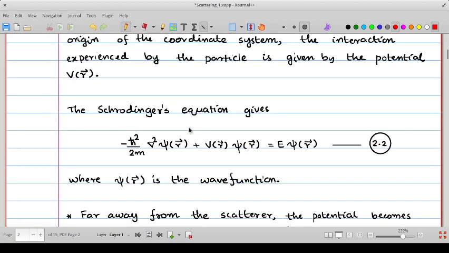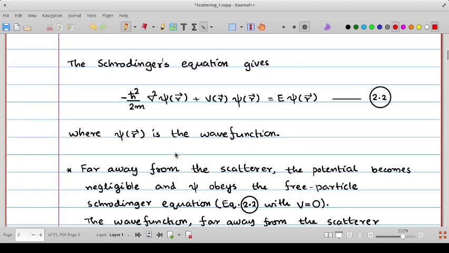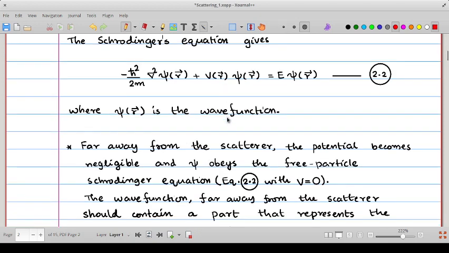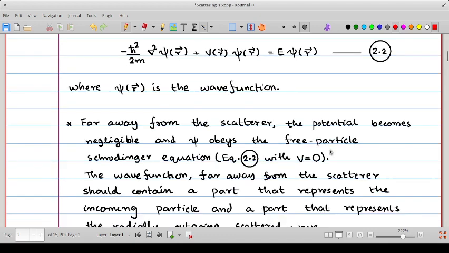Now, the Schrödinger equation has the following form. Psi(R) is the wave function. Now, very far away from the scatterer, the potential becomes negligible. And therefore, psi obeys a Schrödinger equation with V equal to zero, or V is a constant for that matter. So that is the free particle Schrödinger equation.